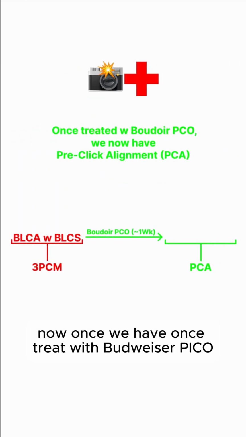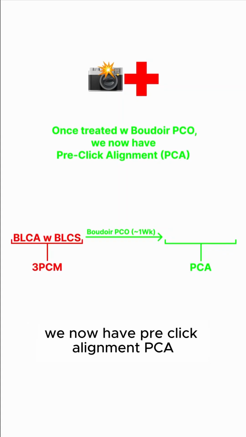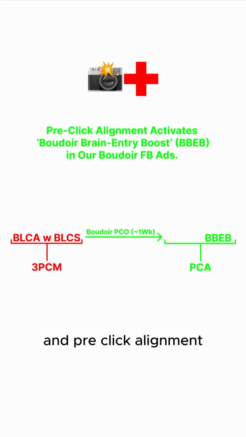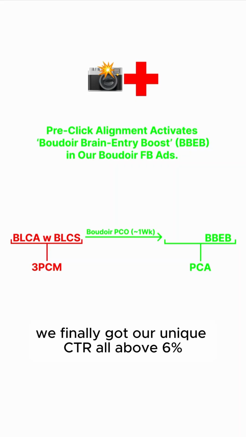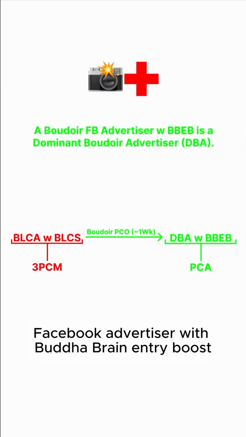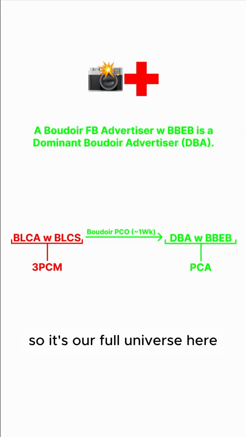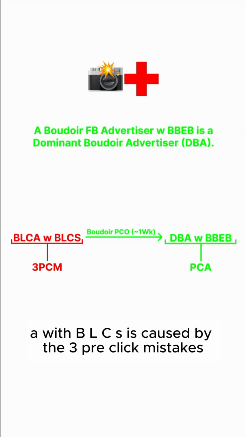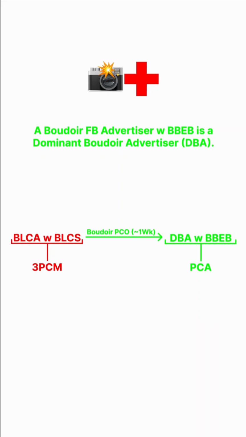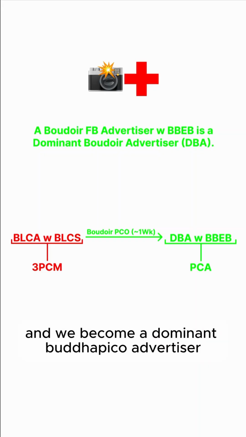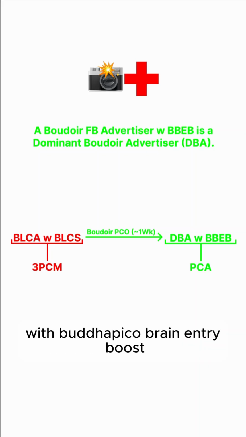Once treated with Boudoir Pico, we now have pre-click alignment, PCA. So we get rid of the 3 pre-click mistakes and we achieve PCA, pre-click alignment. And pre-click alignment activates Boudoir brain entry boost in our Boudoir Facebook ads. Basically, we finally got our unique CTR above 6%. And a Boudoir Facebook advertiser with Boudoir brain entry boost is a dominant Boudoir advertiser, a DBA. So that's our full universe here. A BLCA with BLCS is caused by the 3 pre-click mistakes. Treated with Boudoir Pico, which takes about a week, we achieve PCA, pre-click alignment, and we become a dominant Boudoir advertiser with Boudoir brain entry boost.